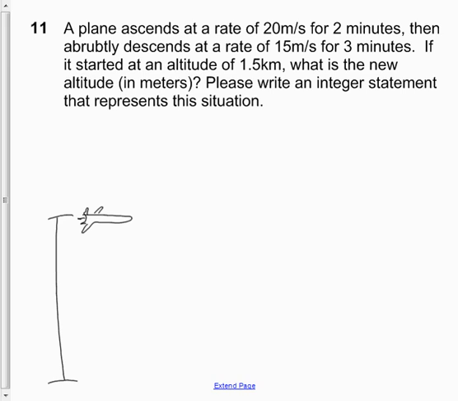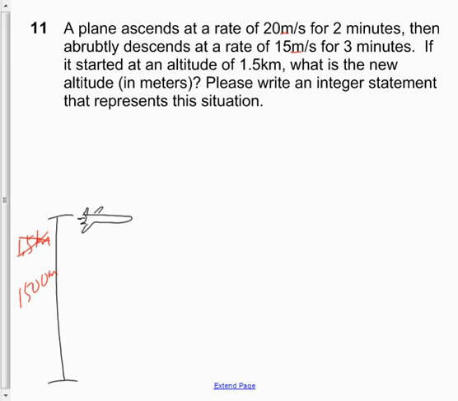Okay, so the first thing I'm going to do is draw this. I'm going to put the height of the plane when it starts. Now it's 1.5 kilometers, but since the other units are in meters, I'm going to do a simple conversion and say 1,500 meters above ground.